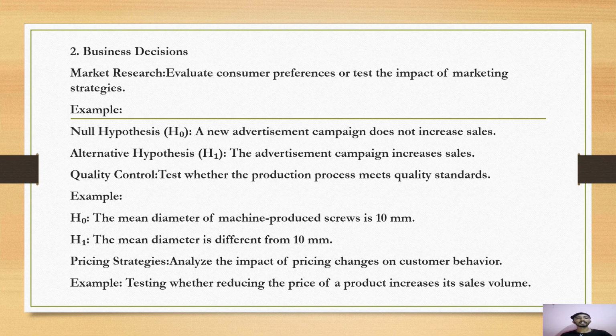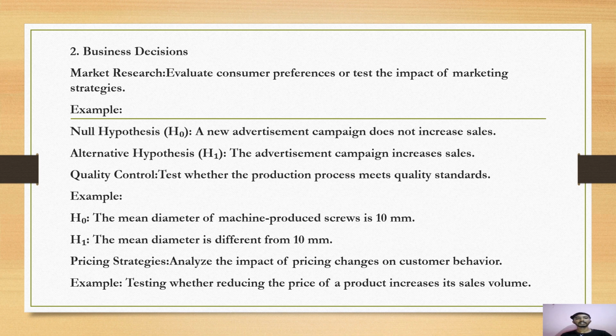Business decisions. Market research evaluates consumer preferences or tests the impact of marketing strategies. For example, null hypothesis, which is denoted by H0: a new advertisement campaign does not increase sales. Alternative hypothesis: the advertisement campaign increases sales.